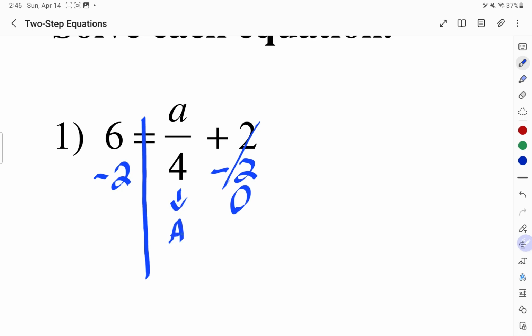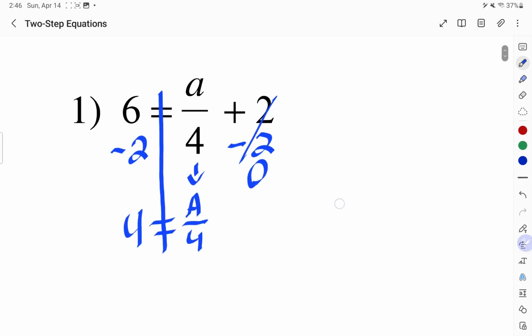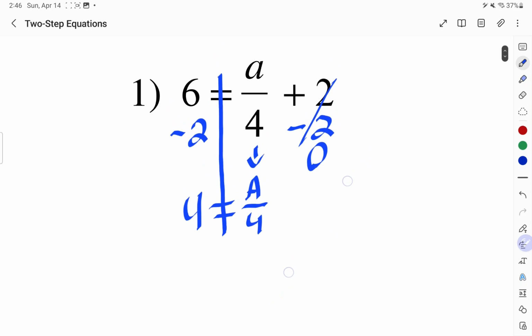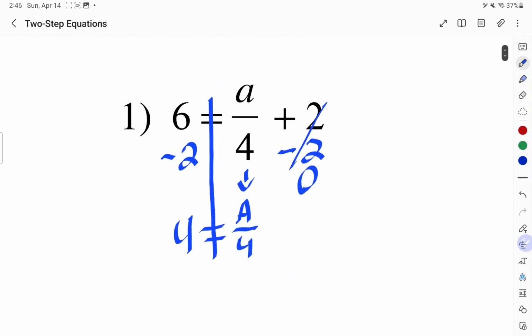So now I have a over 4 is equal to, what is 6 minus 2? 4. At this point, I have a division. So if you remember, the opposite of division is multiplication. So I'm going to have to multiply in order to get rid of that 4. So I'm going to multiply by 4 on both sides. Those two cancel each other out. Well, they become 1. And over here, I have a multiplication, 4 times 4.